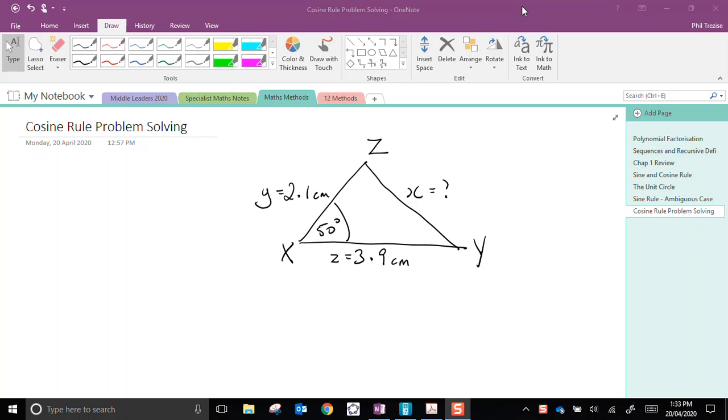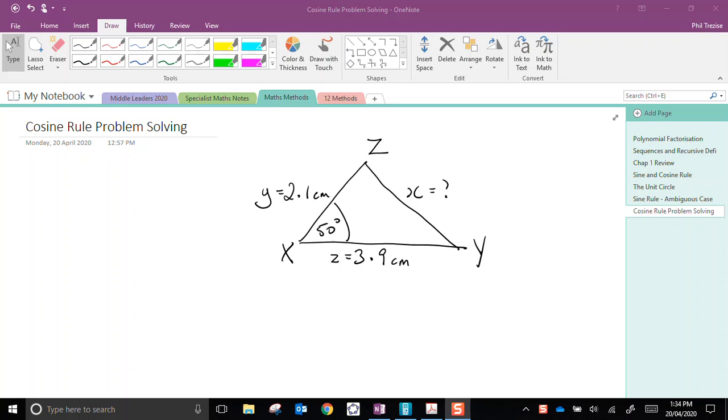Hi everyone, here's a quick example of how we make use of the cosine rule in problem solving. The problem we're presented with is a triangle with an angle of 50 degrees at vertex x. We do not know the length of side small x. We have the length 2.1 for side y and 3.9 for side z.